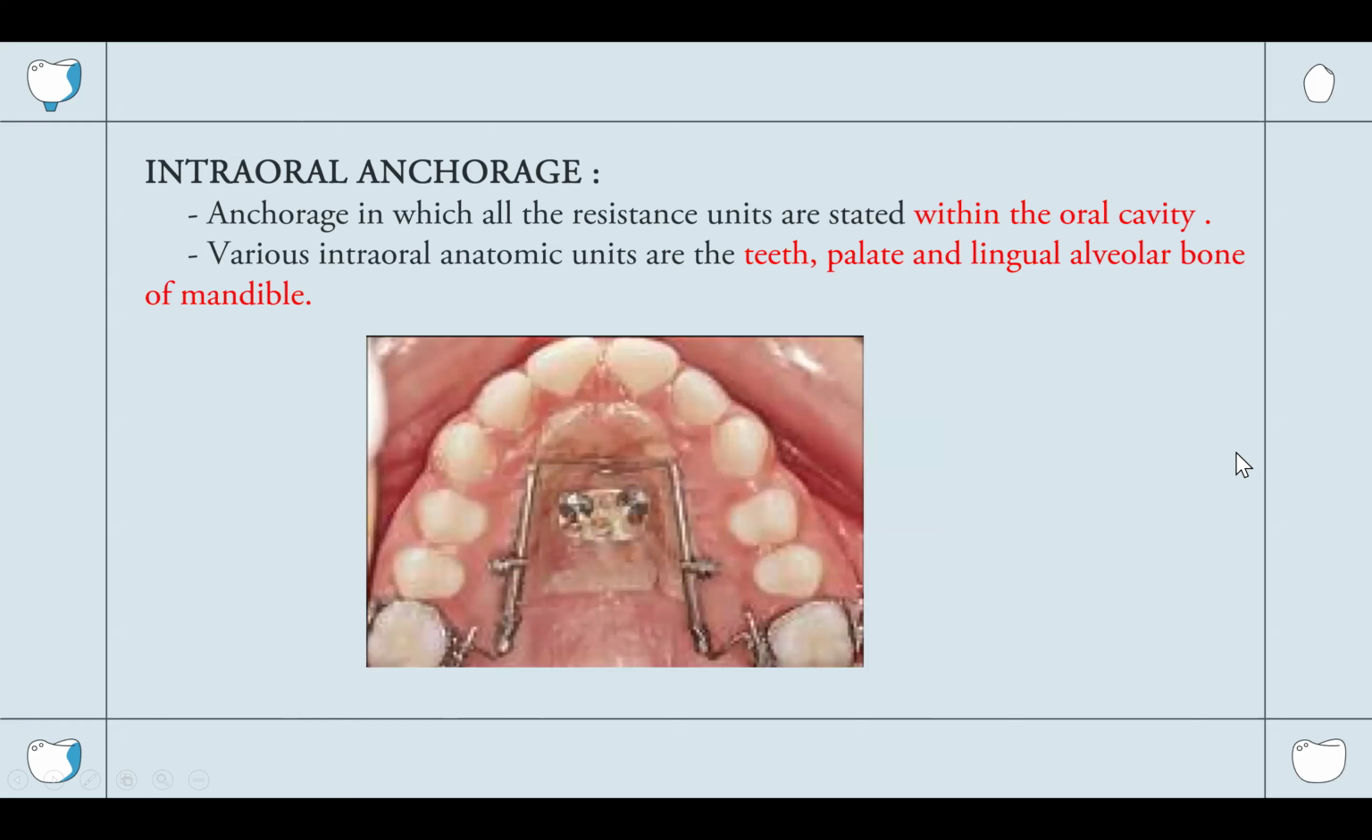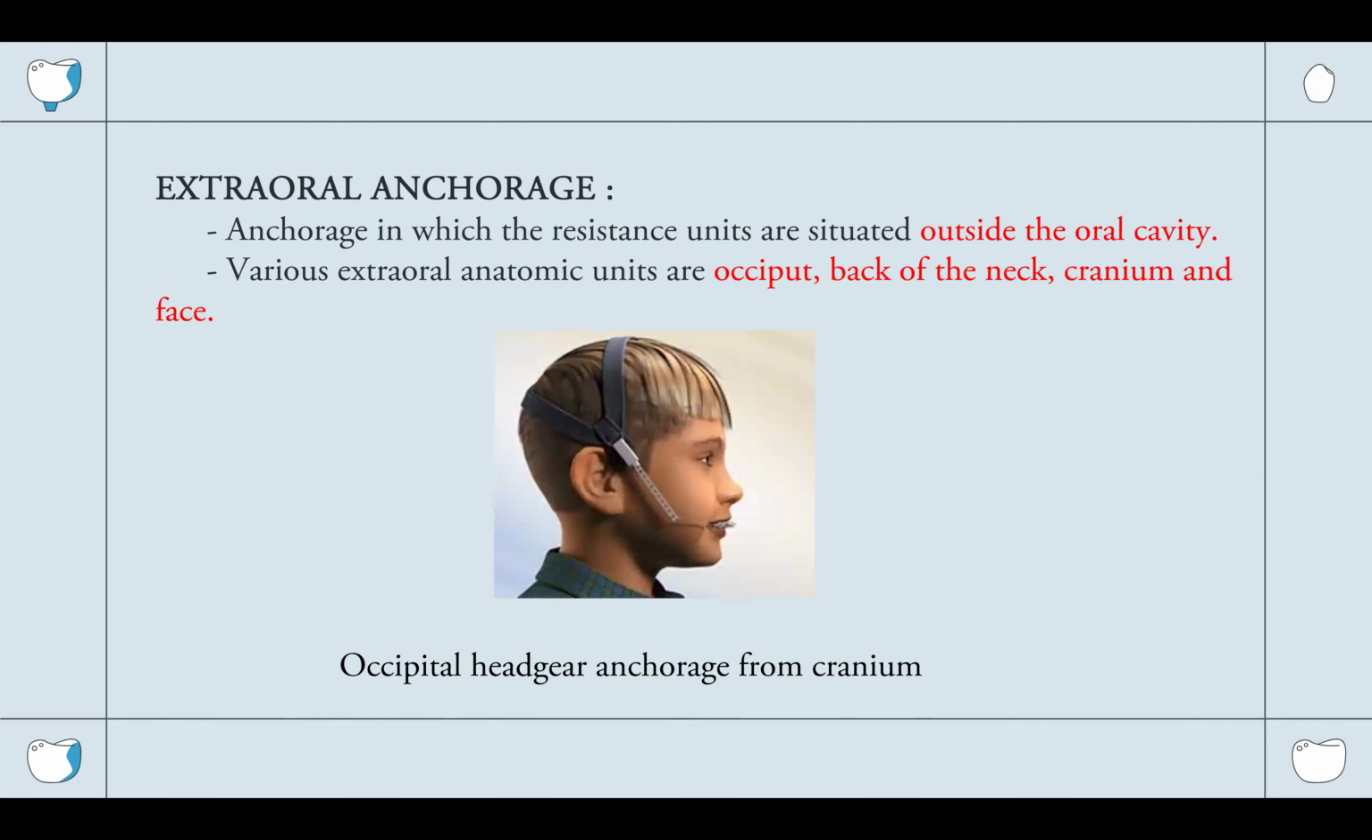Intraoral anchorage. Anchorage in which all the resistance units are situated within the oral cavity. Various anatomical units, which are teeth, palate, and lingual alveolar bone of the mandible. Extraoral anchorage. Anchorage in which the resistance units are situated outside the oral cavity. Examples are occiput, back of the neck, cranium, and face.